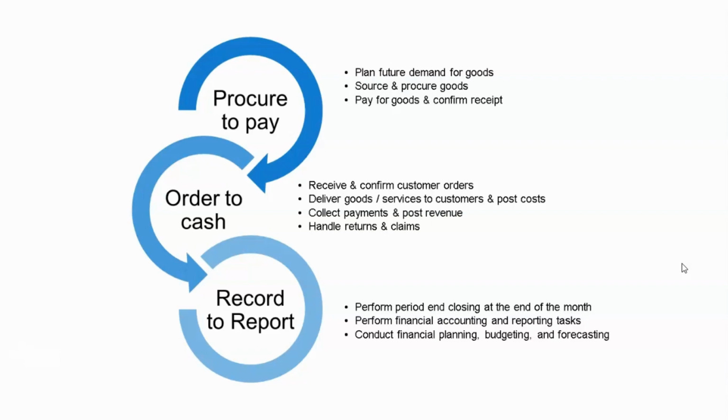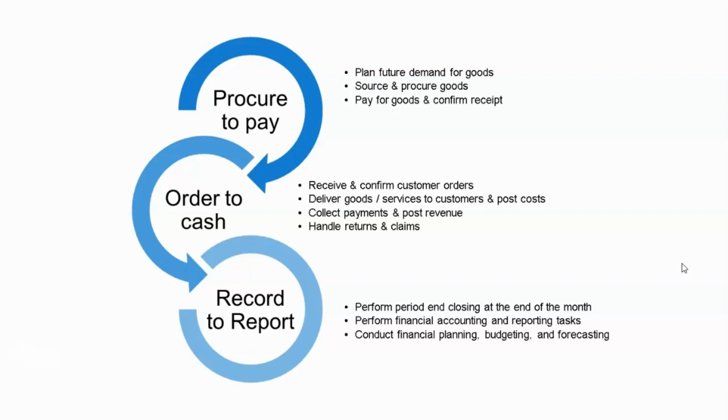Now order to cash is a part of the sales line of business, and we receive orders from our customers, confirm the orders, and deliver goods to the customers. The payments received post in the finance line of business to accounts receivable, and our revenue adjusts accordingly. So back in the sales line of business, if there's a customer return, we handle the return by inspecting the returned goods and hopefully can put it back in stock to sell it to a future customer.